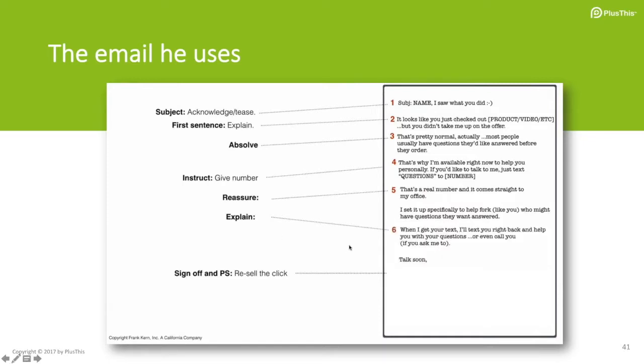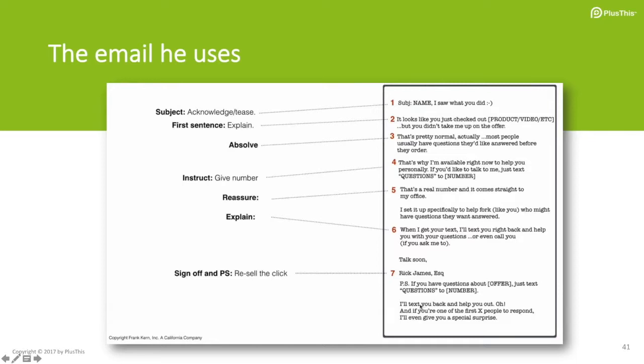And then down here, he goes to the explain point again. "When I get your text, I'll text you right back and help you with your questions, or even call you," so that they can know what to expect when they actually text in questions to that number. And then he says, "Talk soon," signing off, Rick James Esquire. "P.S. If you have questions about the offer, just text questions to the number." So he's reselling the text instructions there.